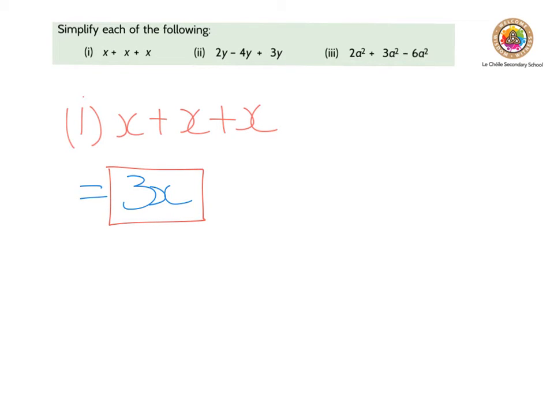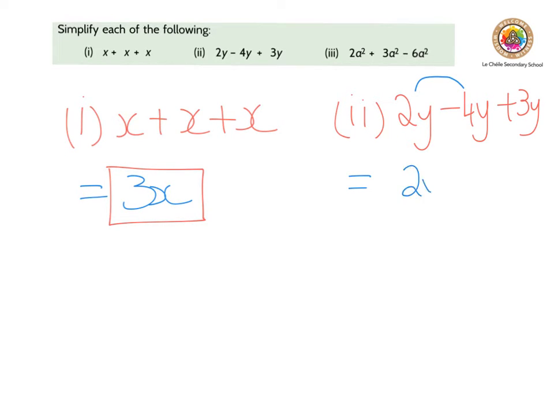My next example, I have 2y minus 4y plus 3y. And so I'm going to read from left to right. So here I have 2y and I take away 4y from that, which means I'm down to minus 2y. The other rule that we could use there that we've used before is different signs subtract. So 4 take away 2, well, that leaves me with 2, or 2y. And I keep the sign of the bigger number, which was the minus 4.